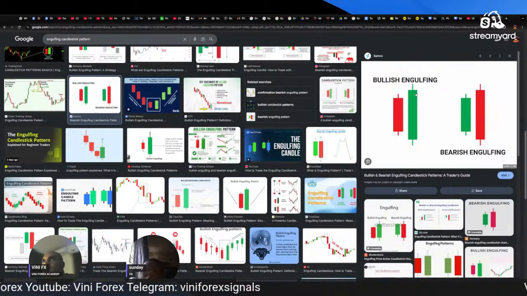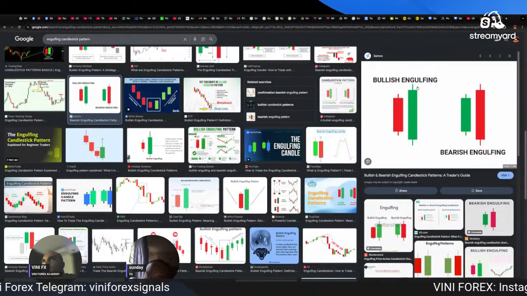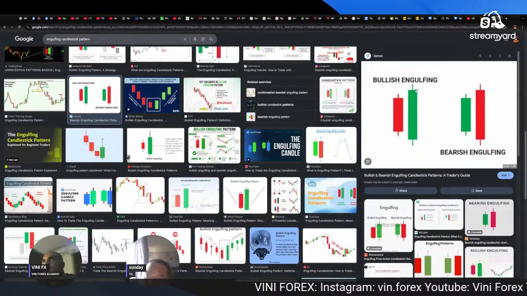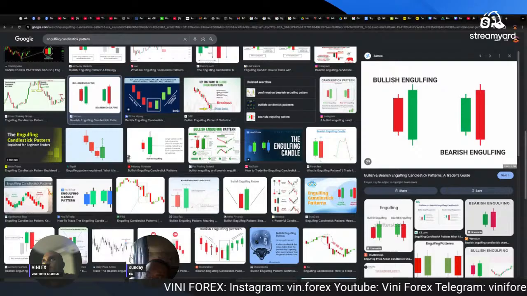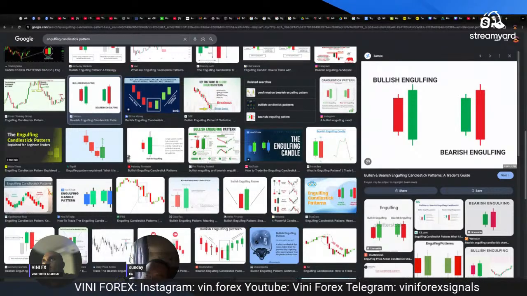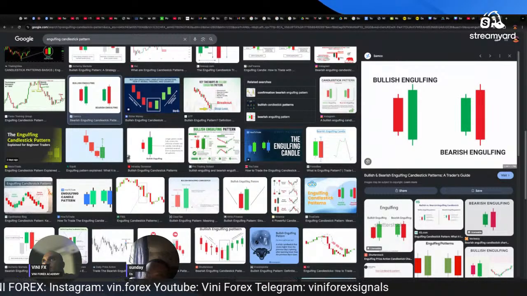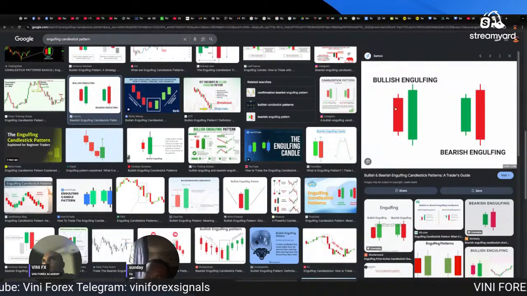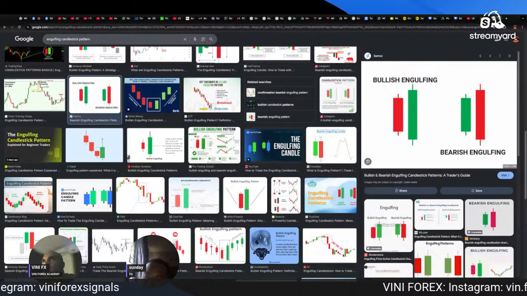When you see the green one, if price continues to go up, creating higher highs and higher lows, the closing price is always above the opening price. The candle must be blue, showing you that the buyers are much more than the sellers in this market at that point in time.